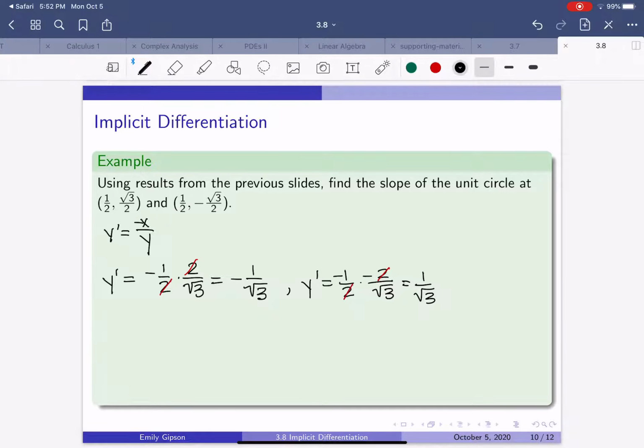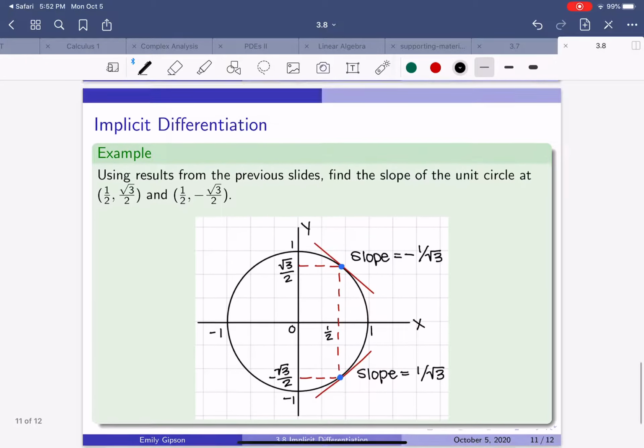And what does this look like? Well, conveniently, I've got a graph here. So at the point x equals 1/2, you can either map to positive root 3 over 2 or negative root 3 over 2, and they're going to have corresponding slopes. So the slope at 1/2, square root of 3 over 2 is negative 1 over root 3, and the slope at 1/2, negative root 3 over 2 is 1 over root 3. So that's what this looks like, and that's how we can find it.